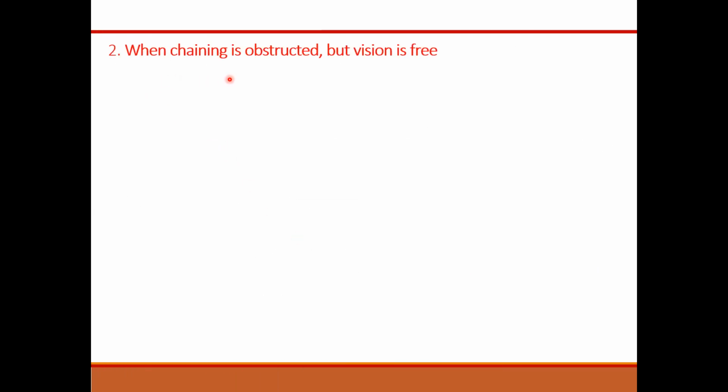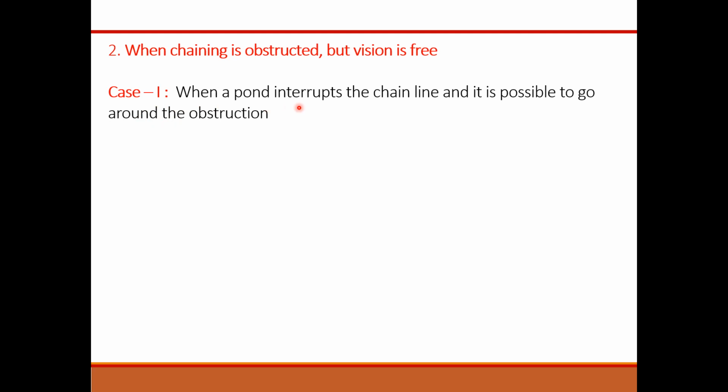The second case, when chaining is obstructed but the vision is free. Now there can be two subcases. The first subcase is when a pond interrupts the chain line and it is possible to go around the obstruction. Like this is a case, a pond is in between the line AB. We want to calculate the value of the AB line.